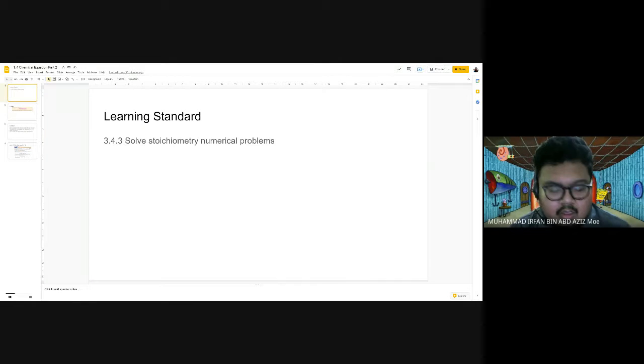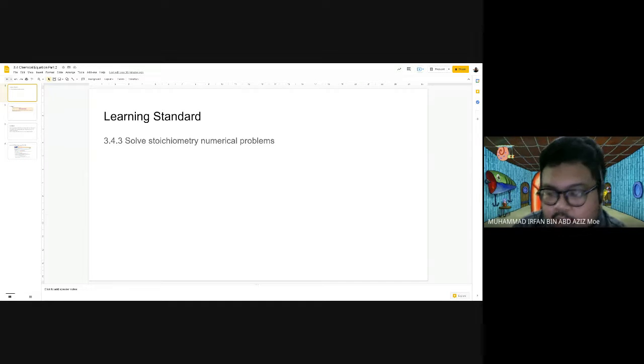Okay, untuk hari ni akan belajar sedikit saja benda dia. Okay, but it is very important, sangat penting untuk jawab questions yang assessment individual tu.